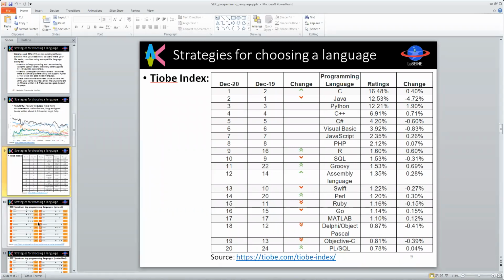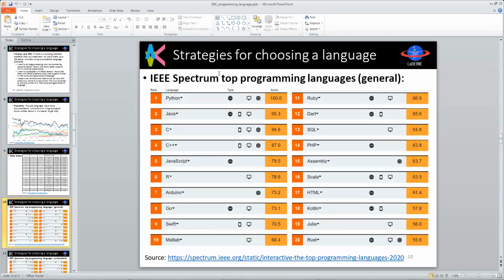And from time to time, I also like to take a look at the IEEE Spectrum magazine. They publish every year which are the top programming languages currently being used. And hold on. This IEEE ranking is by what parameter?